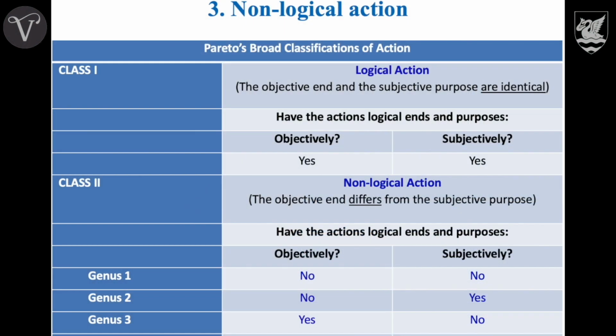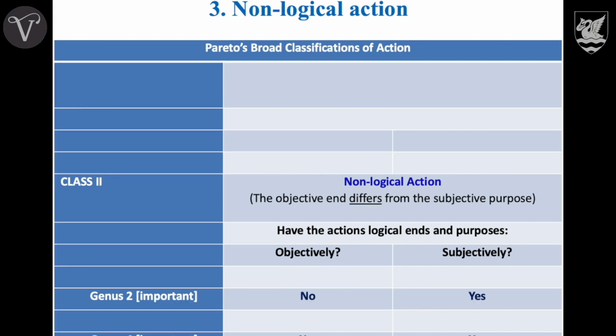In non-logical action, he has a lot more, genus 1, 2, 3, and 4 under different categories. So they both have actions, and they both have an objective element, or they may have an objective element, and they may have a subjective element, but they don't perfectly conform. What he regards as most important are these two.